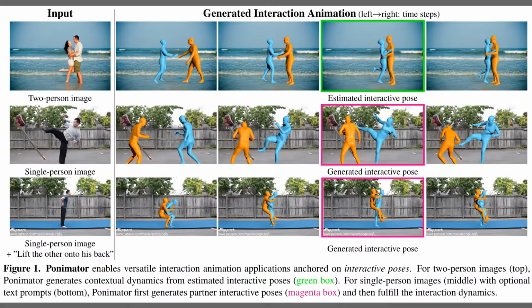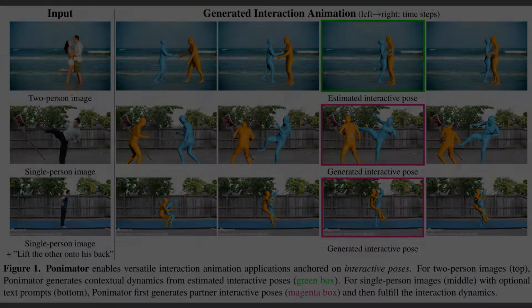Alright, the introduction set up the two-stage idea anchored on interactive poses. Figure 1 presents end-to-end examples. The left column provides inputs, while the right column shows time steps of the generated interaction animation. The green box panel highlights an estimated interactive pose that seeds motion. The magenta boxed panels illustrate generated partner poses for a single-person image, with or without the text prompt to lift the other onto his back, which then drive plausible two-person dynamics.